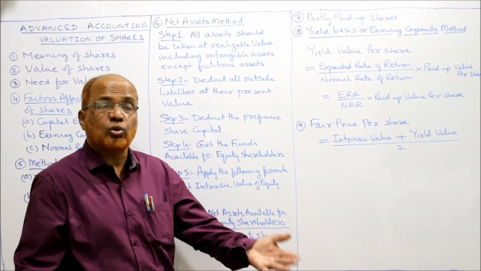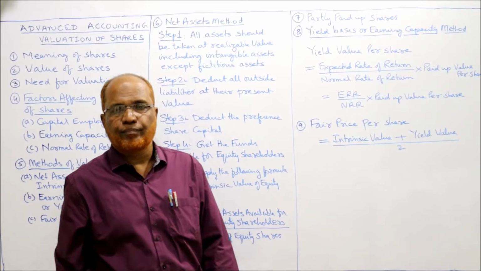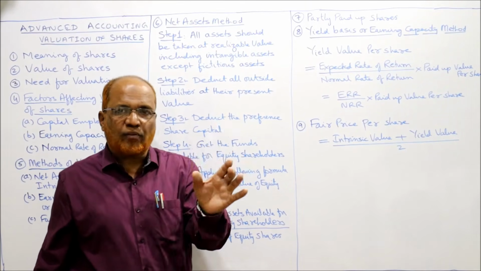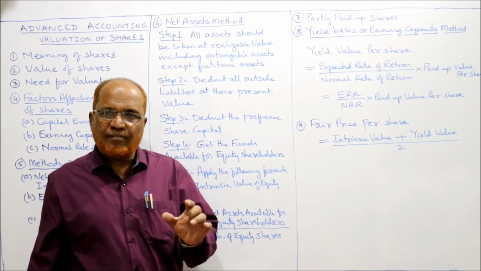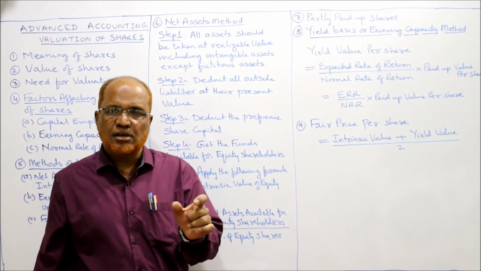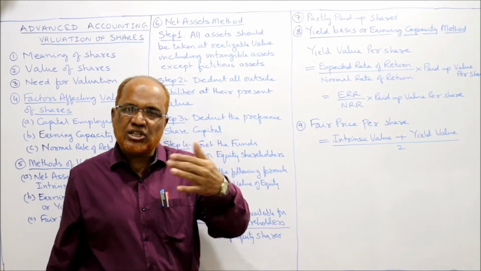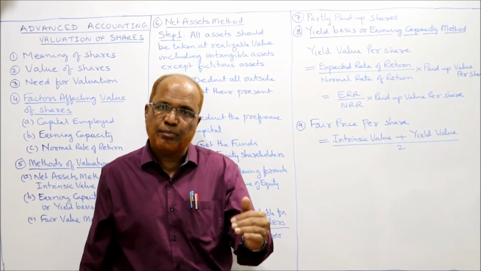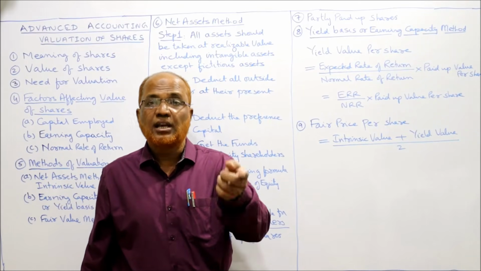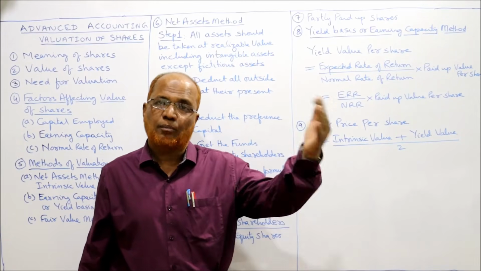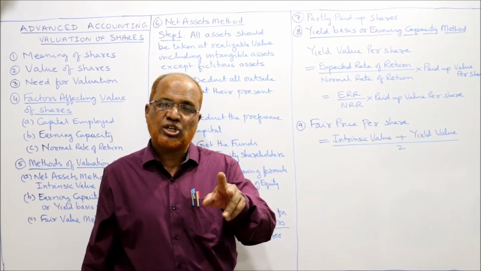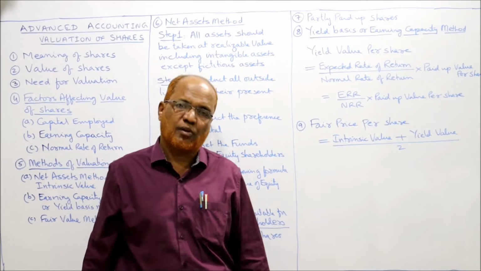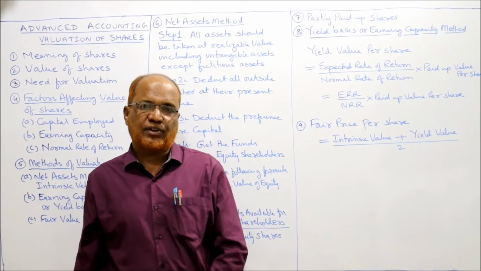The only thing is we have to calculate the expected rate of return. So how to calculate the expected rate of return? Take the average profit of the past few years. And we will make changes to that average profit for the future. If some expenditure is going to happen in the future, we will minus it from the average profit. If some income is going to come in the future, we will add the income to the average profit. In this way, if future changes are given in the problem, we will adjust the past average profit. Then we will get the expected profit.